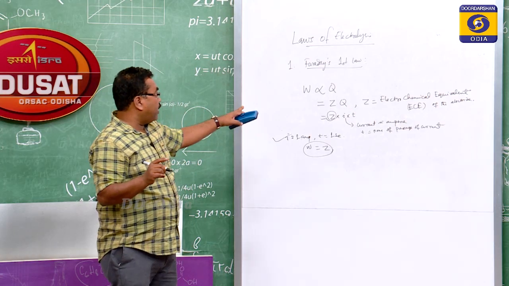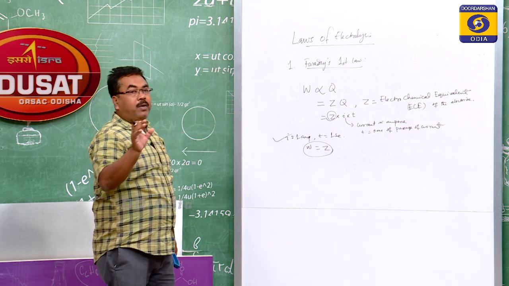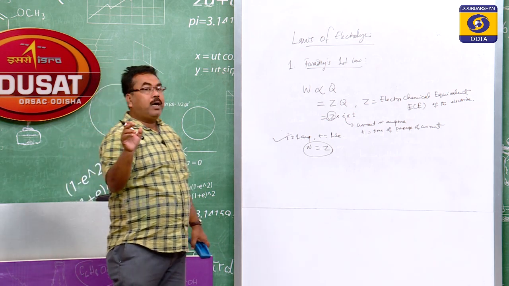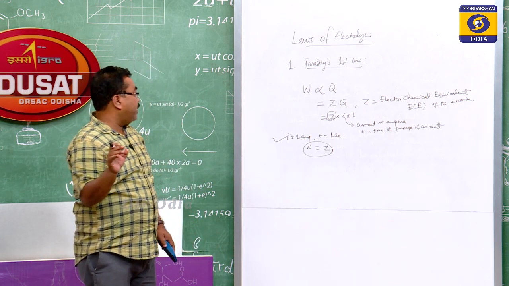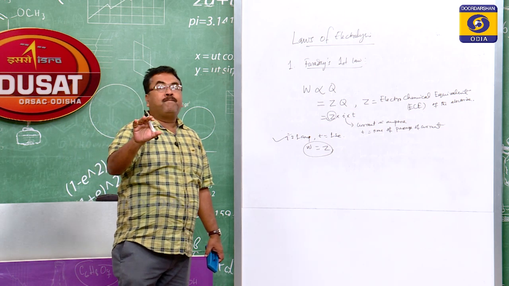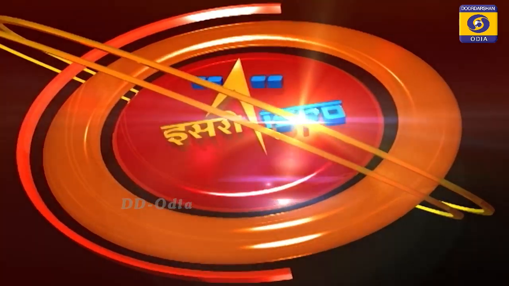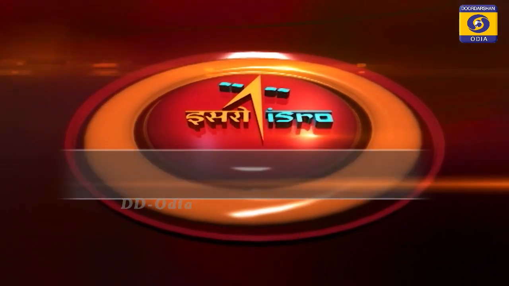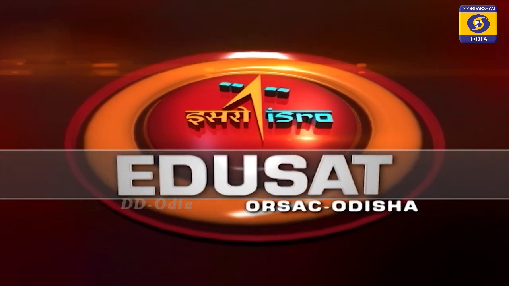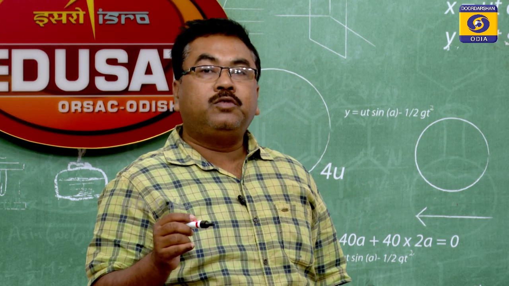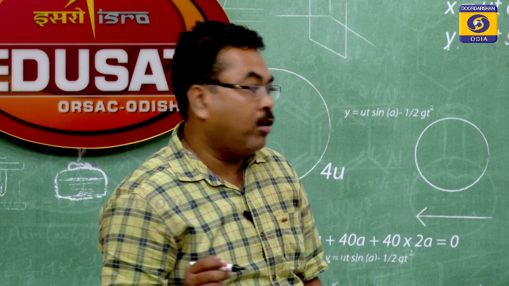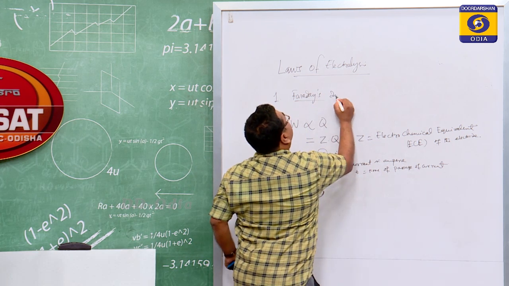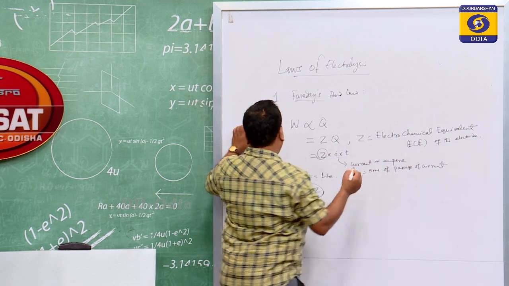So, this is a very significant term. We can have a quantitative relationship between the electrochemical equivalent and the equivalent mass, which we will get after knowing the second law of Faraday. Now, we shall learn about Faraday's second law of electrolysis.